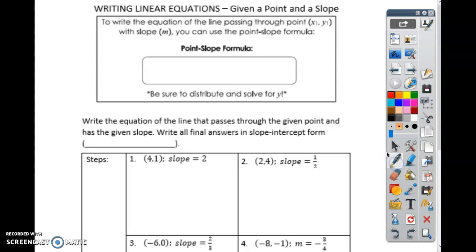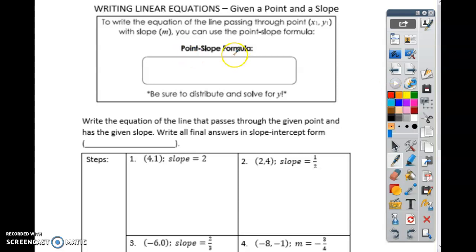Okay, today we're going to be writing equations. They're going to be giving you a point and a slope. All of these problems have a point and a slope. There's a few ways that you can do these problems using two different equations. So I'm going to write both equations down, and then I'm going to choose the equation that I think would work best with you guys.